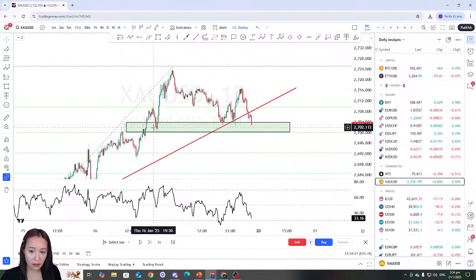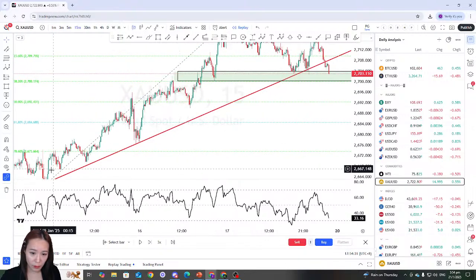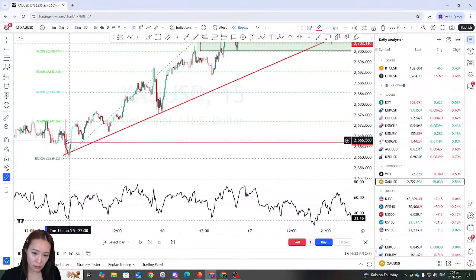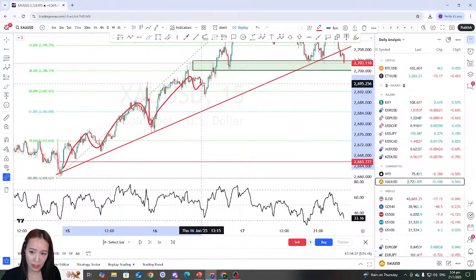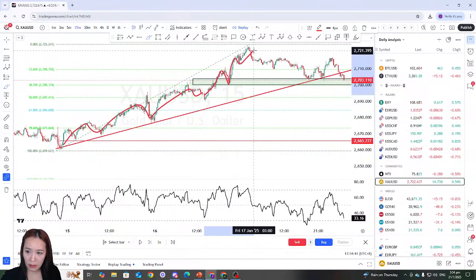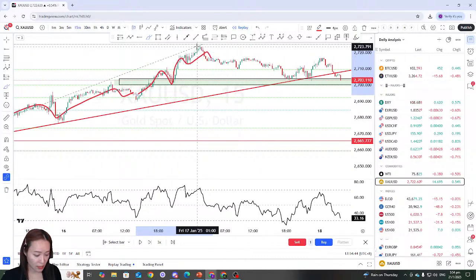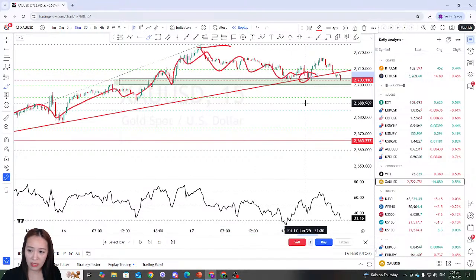Why? Because the market structure is changing already, right? Before that, price was in an uptrend like here, making a higher high, higher low, continuing to go higher. But now this is the high here, and then they start to make a lower low, lower high. This is the trend line. That's why you see the pullback.